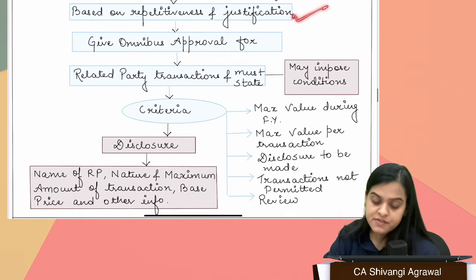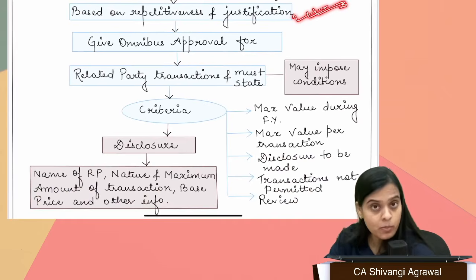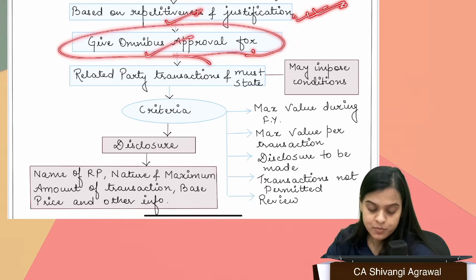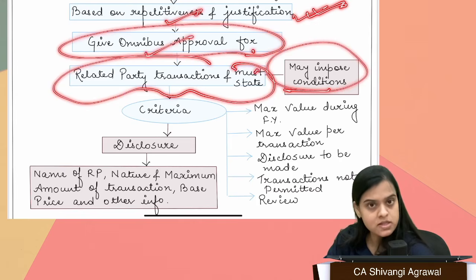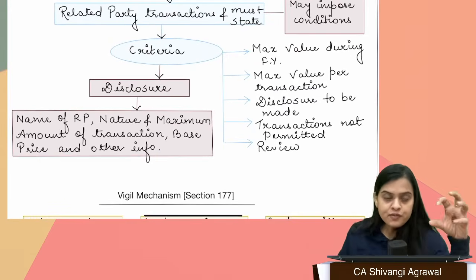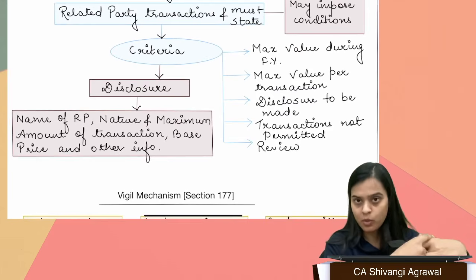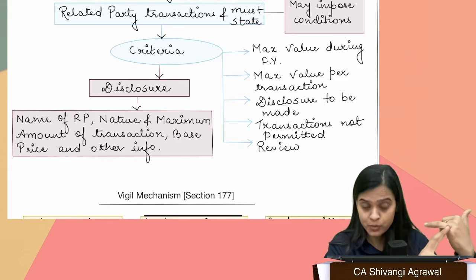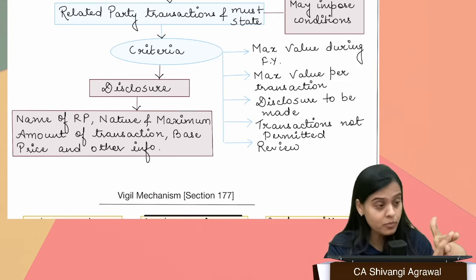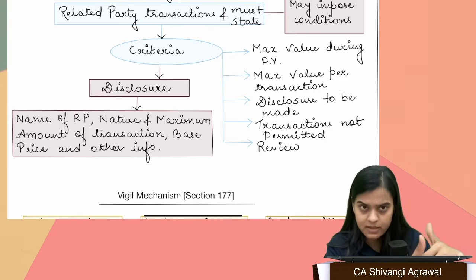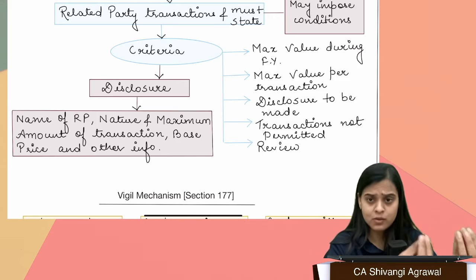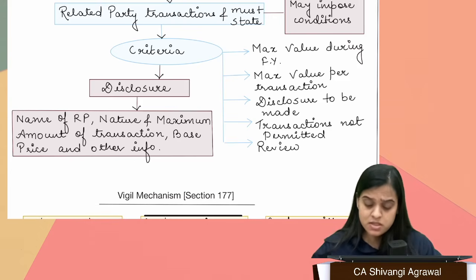So, based on the repetitiveness and justification, how justified it is to give omnibus approval and how repetitive in nature it is, audit committee can give omnibus approval for related party transaction and may impose conditions on the same. Now, before that, they will always specify the criteria. If you fit in that criteria, you can go and ask for omnibus approval. What is the criteria? The maximum value during the financial year, maximum value per transaction, what disclosure has to be made, what transactions are not permitted, how frequently it's going to be reviewed, intervals and all that, right? So that criteria will be specified. Based on that criteria, you can approach and you can get that approval. And what is the disclosure that needs to be made?